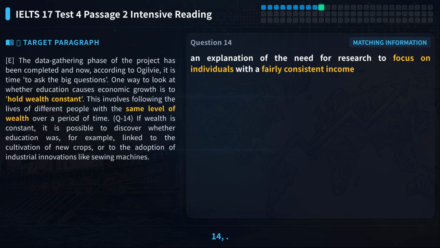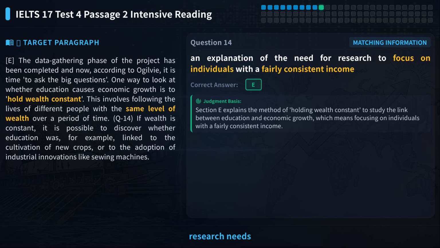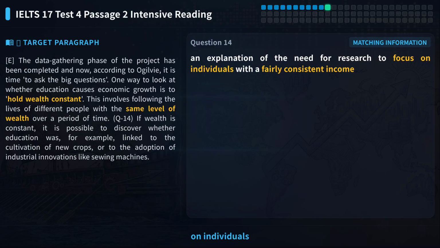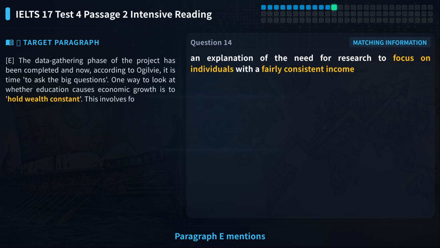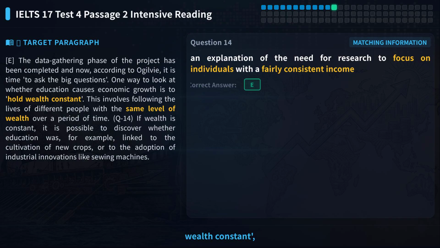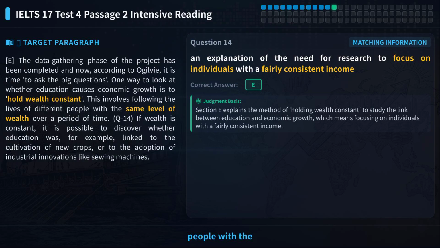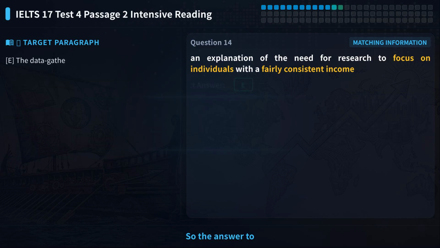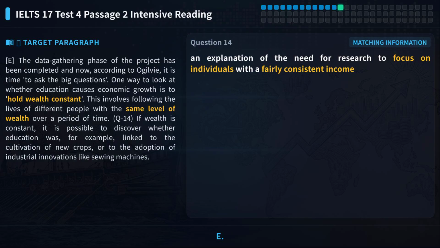Let's look at question 14. Find the paragraph that explains why research needs to focus on individuals with a stable income. Keywords are focus on individuals with stable income and hold wealth constant. Paragraph E mentions the method of holding wealth constant, which means following people with the same wealth level. This matches the question. So the answer to question 14 is E.